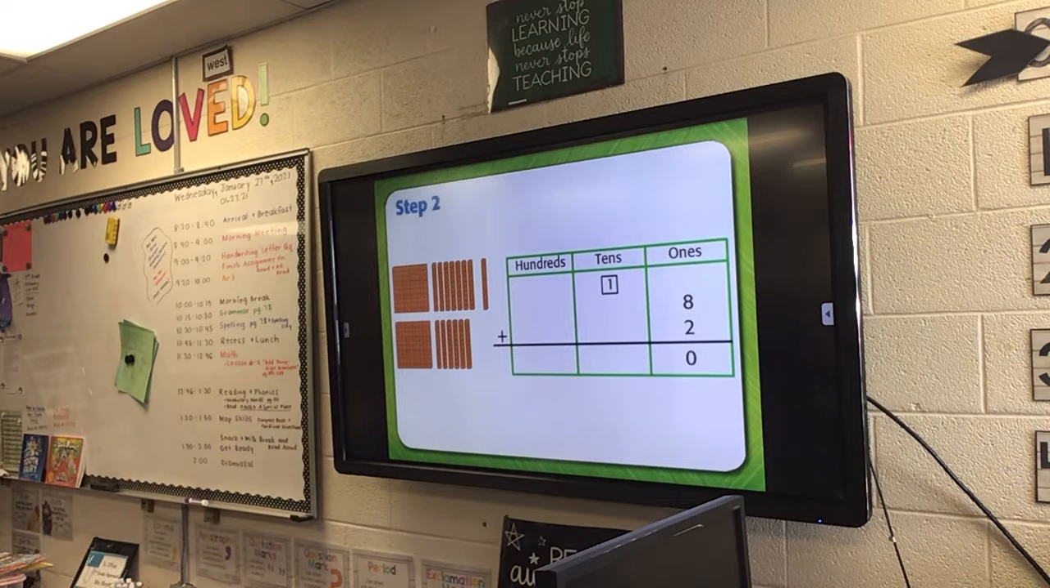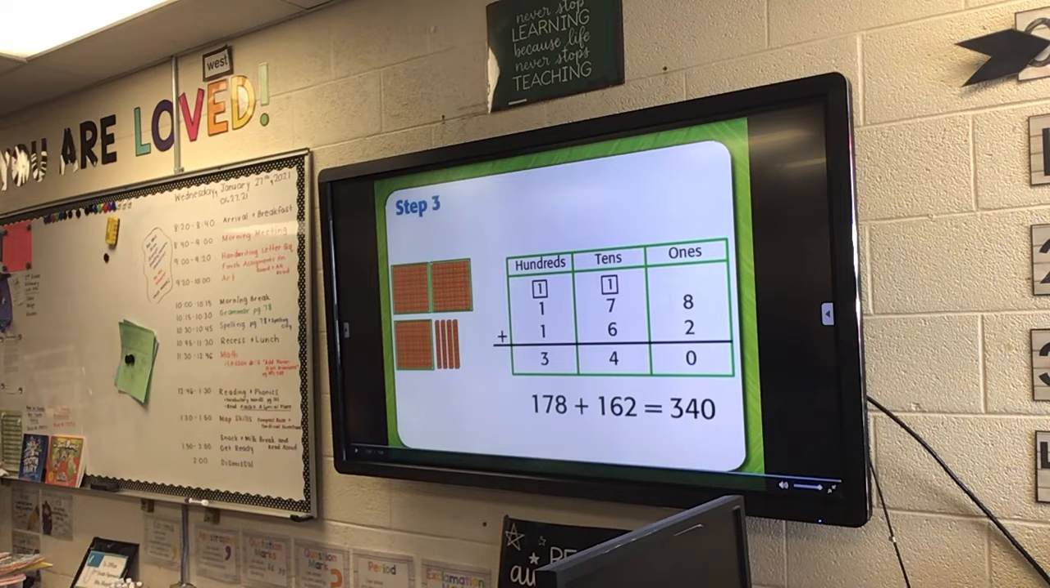Next, add 70 and 60. Then add the regrouped 10. There are now 14 tens, but we cannot write 14 in the tens place. Leave the 4 in the tens place and move the 1 above the hundreds. Finally, add 1 plus 1 plus 1 in the hundreds. There are 3 hundreds, so 178 plus 162 equals 340.